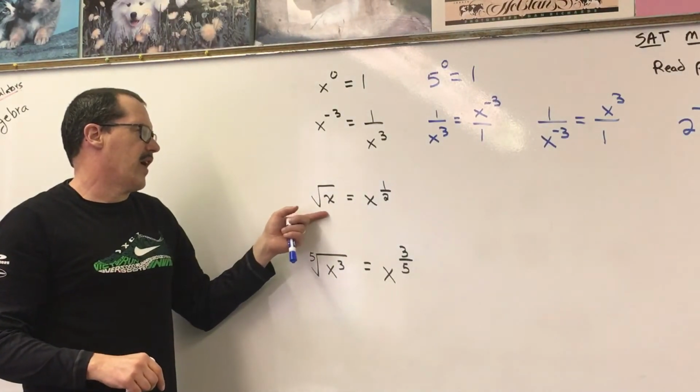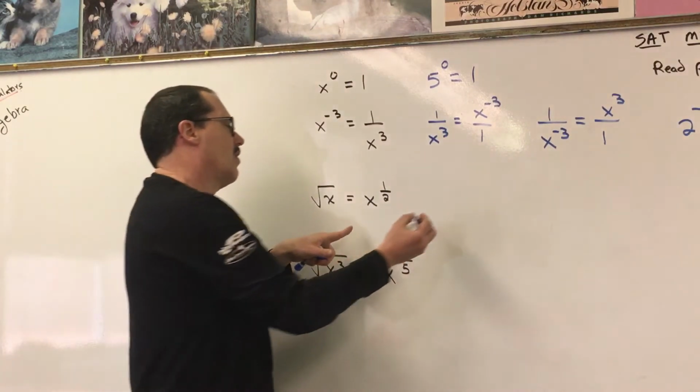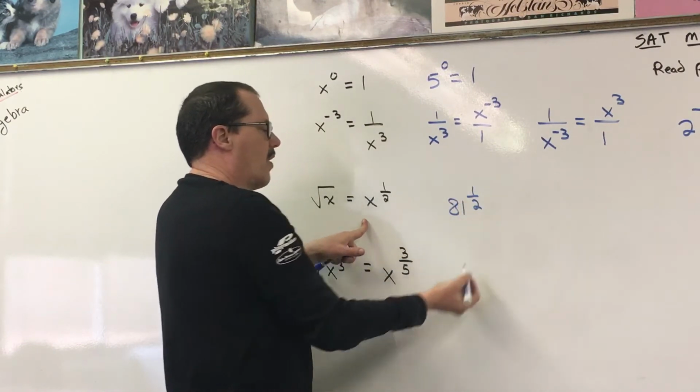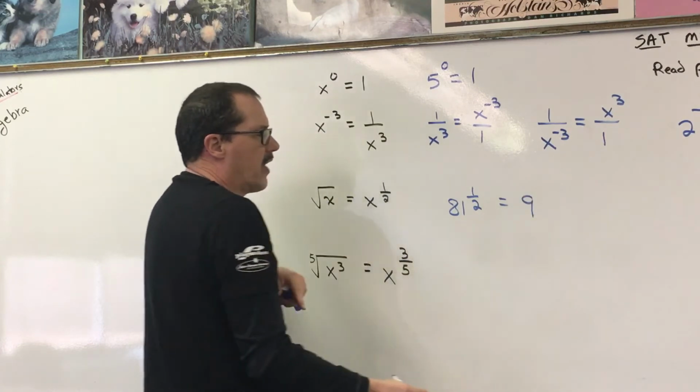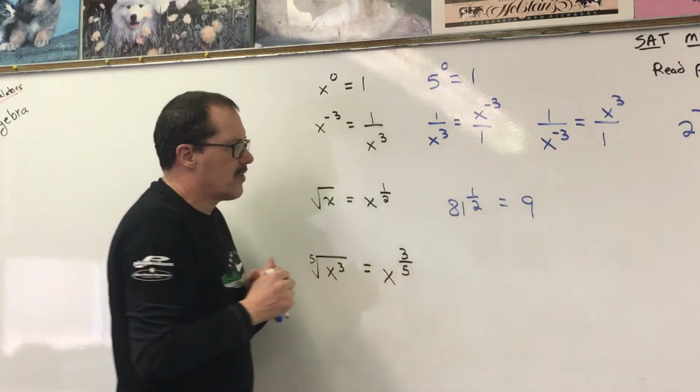All right. Second thing is this. When I say the square root of x, that's the same thing as saying x to the 1 half power. So if I had 81 to the 1 half power, that would mean the square root of 81, which would just be equal to 9. Sometimes I want plus and minus 9, but for right now, I just want you to know that's equal to 9.